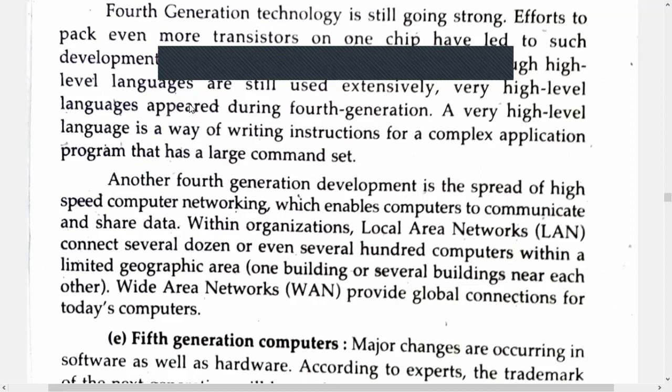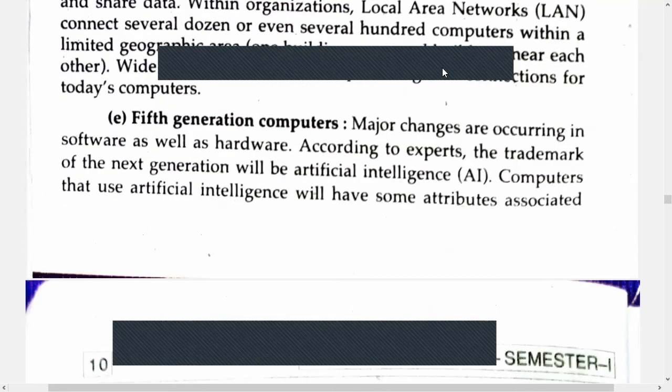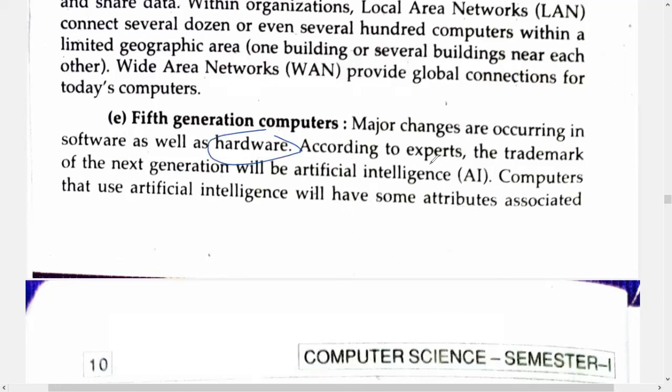Next is the fifth generation. The major changes in the fifth generation are in software as well as hardware. According to experts, the trademark of the next generation will be artificial intelligence. As said, we are still far away from artificial intelligence. We are working on 5G technologies. A computer can work on its own when everything is ready-made, with no human interaction, or less human interaction. We need human interaction, but very little.